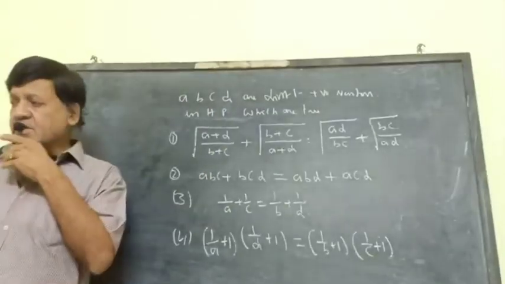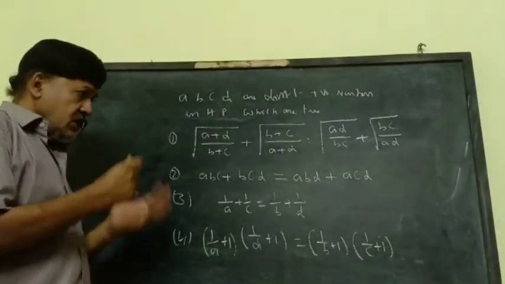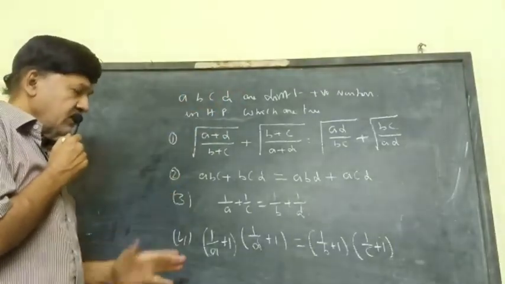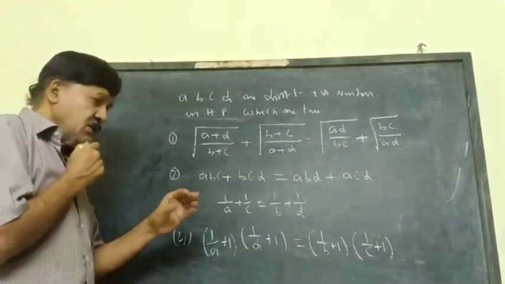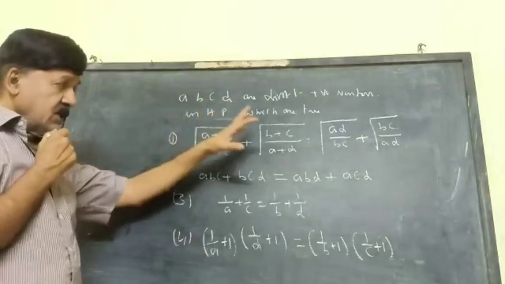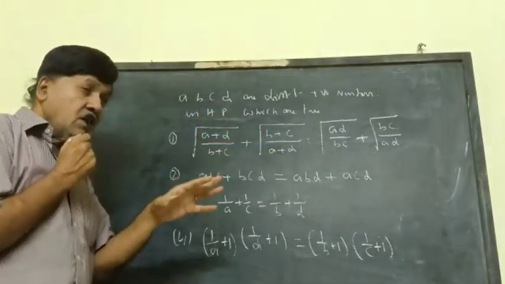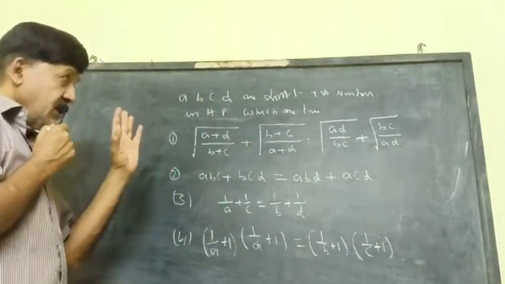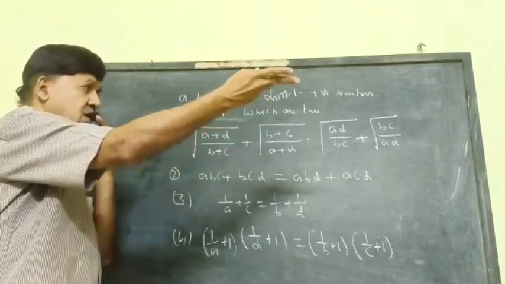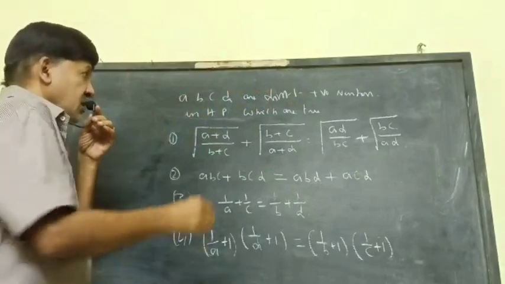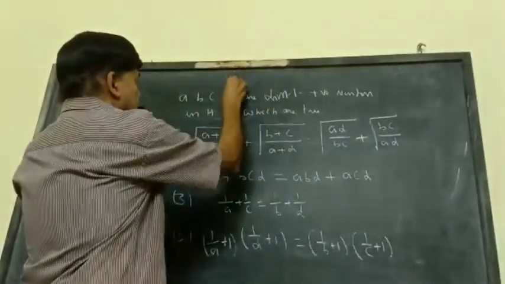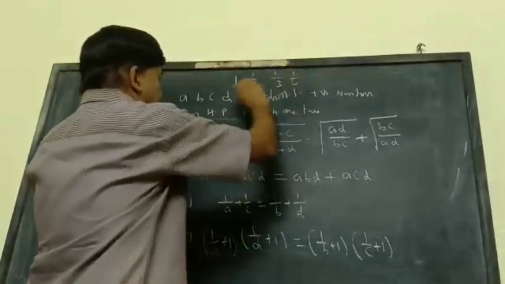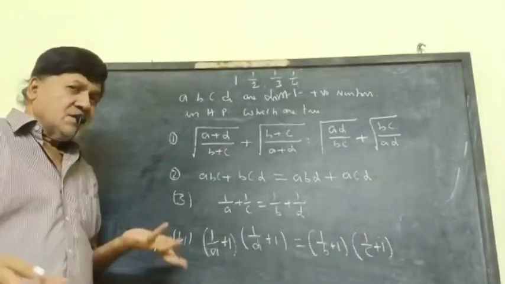This is a more than one choice question. When you come across a question like this, A, B, C, D are distinct positive numbers which are in HP. Which of the following are true is the question. My suggestion is, don't try to do them in general. It takes a lot of time if you do like that. The best way is, this must be true whatever A, B, C, D are in HP. So you select 1 by 2, 1 by 3, 1 by 4 as A, B, C, D. Yes, it must be true for all.